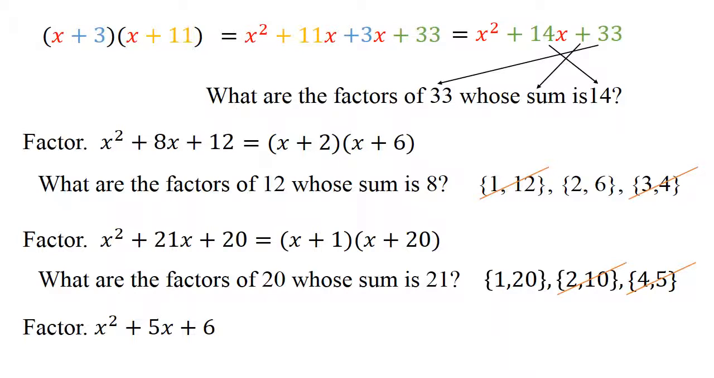Okay, so if you paused the video, what you should have asked yourself is, what are the factors of 6 that add and give you 5? The factors of 6 that add and give you 5 are 2 and 3, not 1 and 6. Those subtracted make 5. So 2 and 3 add, they have to both be the same sign, and they have to both be positive. So x plus 2, x plus 3.